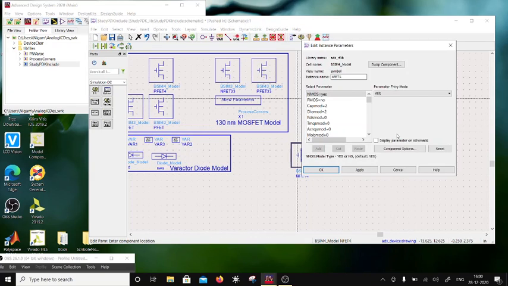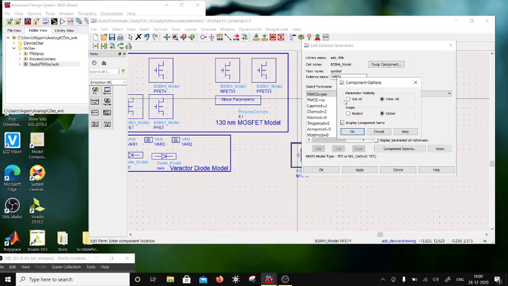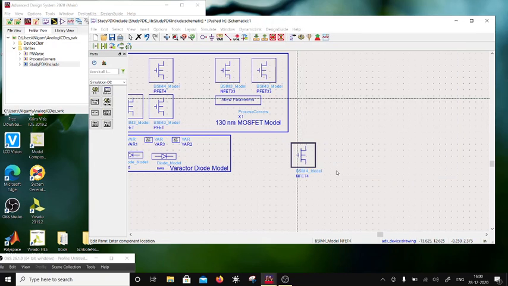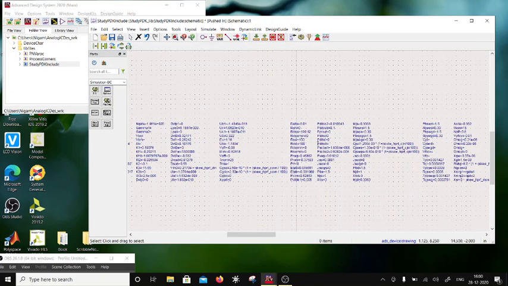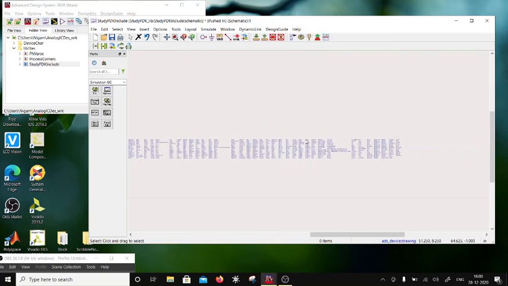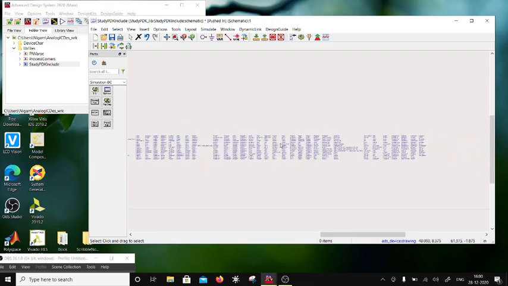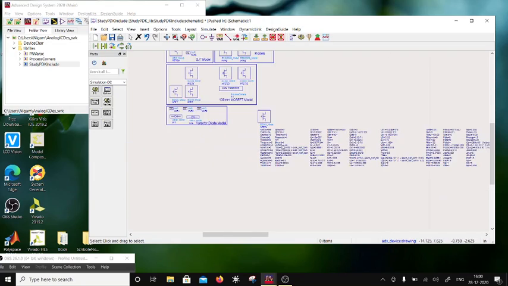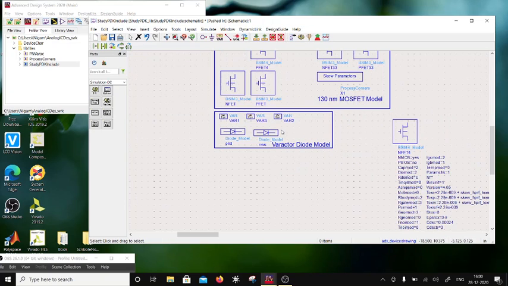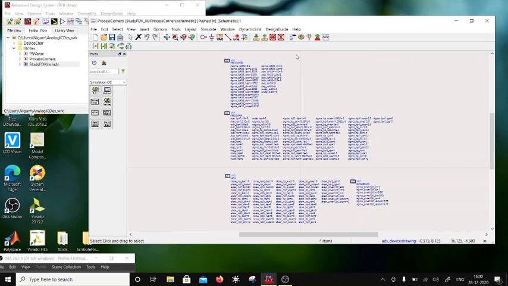If I go here and say component options, set all. Okay, so you see that there are lots of parameters here. So this is a bigger model, and there are lots of parameters. I have extracted these values and then filled them in there. Not only that, there are certain skew parameters which are for process variations. So if I go here, these are my across process variations, statistical variations.